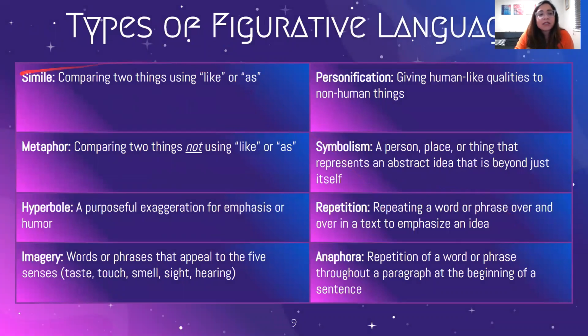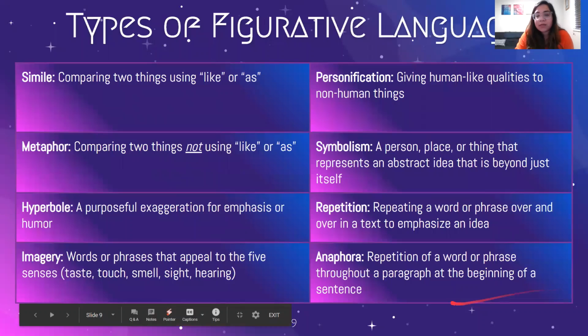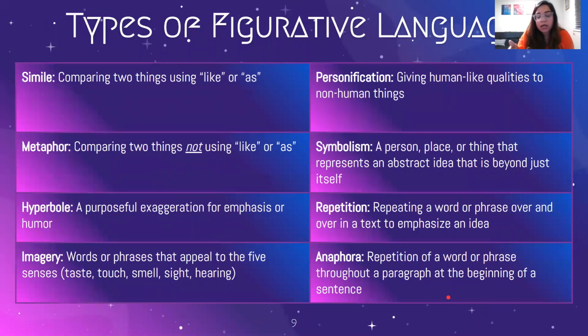So last week you guys got a chart similar to this one, except it had examples on the side. If you want examples for the types of figurative language, please go watch Memoirs Lesson 2, Part 2 of last week's assignment. It's still on Google Classroom. You guys still have full access to those videos, so please go watch those if you want full examples. Today we're just going to go over the definitions as a refresher.